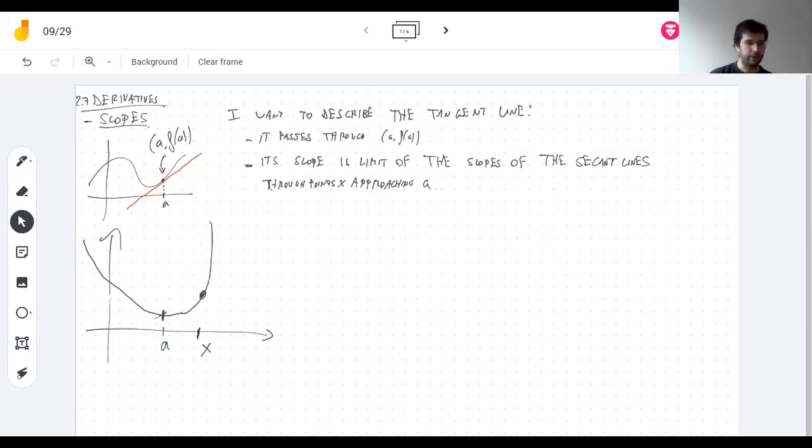I don't like my graph. Oh, wow, they don't get drawn in the same order as I'm drawing them. That's messed up. So the secant line is simply the line going through these 2 points on the graph. There's no mystery to what a secant line is. You just have 2 points and you draw a line through them.